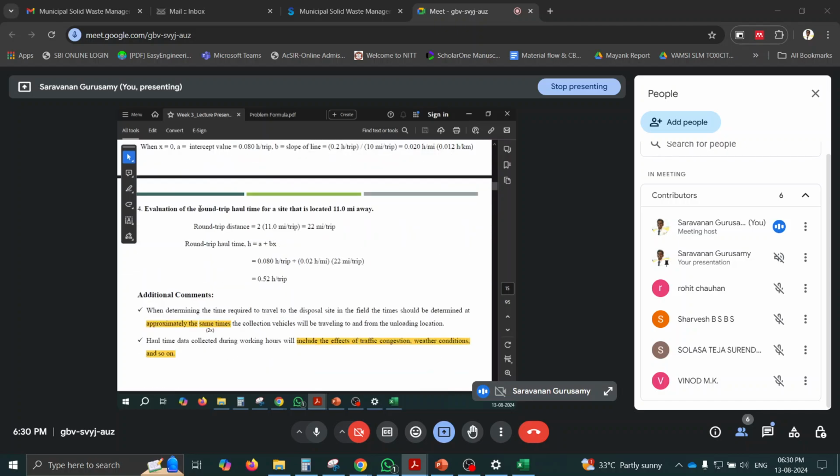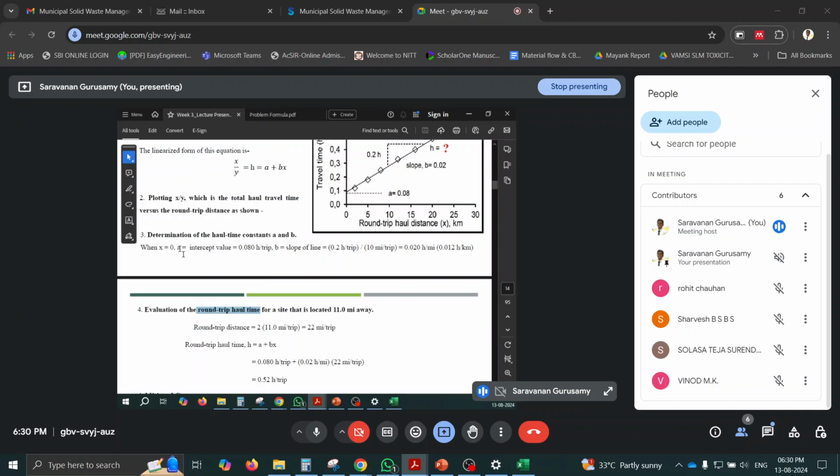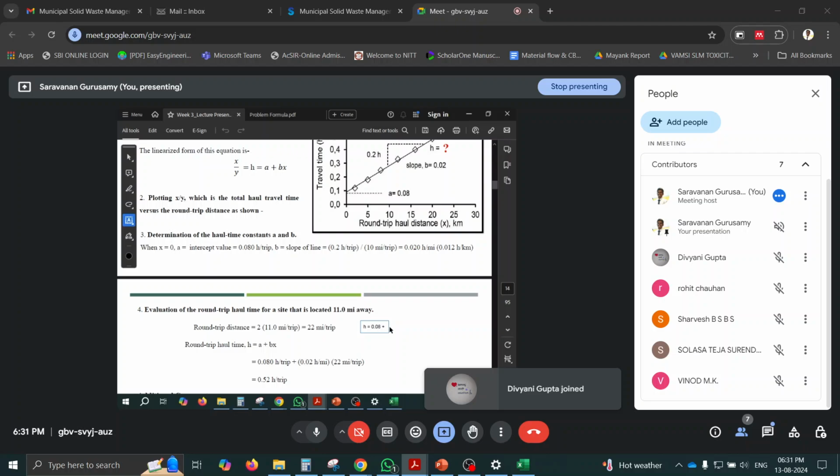Yes, sir. Okay, so this is a simple calculation of y equal to mx plus c. Then what they asked is the round trip haul time. So again they are asking for h. We already found the answer for h. So h equal to a plus bx. So a is 0.08 plus b is 0.02 into x. So that is your value.